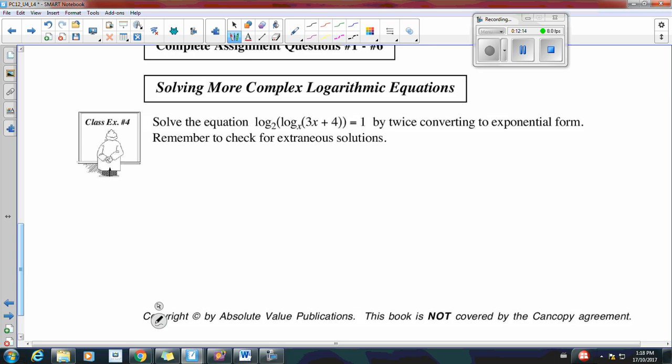Solve the equation log base 2 of log base x of 3x plus 4 equals 1 by twice converting to exponential form.